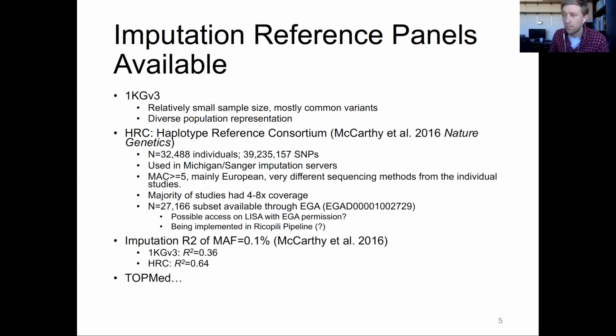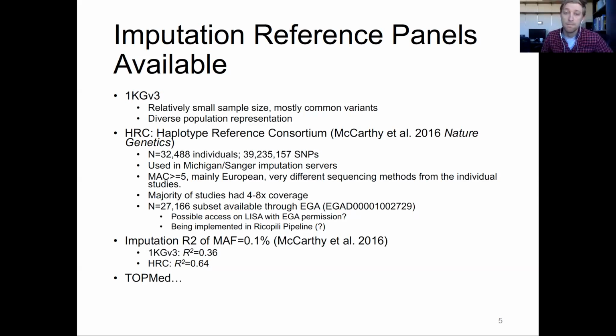So that's a great reference as well. And with that larger HRC data set, it results in better imputation at the rare end of the spectrum. So from the McCarthy et al. paper, these are the numbers here. Using the 1,000 Genomes reference panel at an MAF of 0.1%, the average R squared is 0.36 compared to the HRC as a reference panel, where the average R squared is 0.64. So that increase is obviously getting higher quality at the rare end of the spectrum.